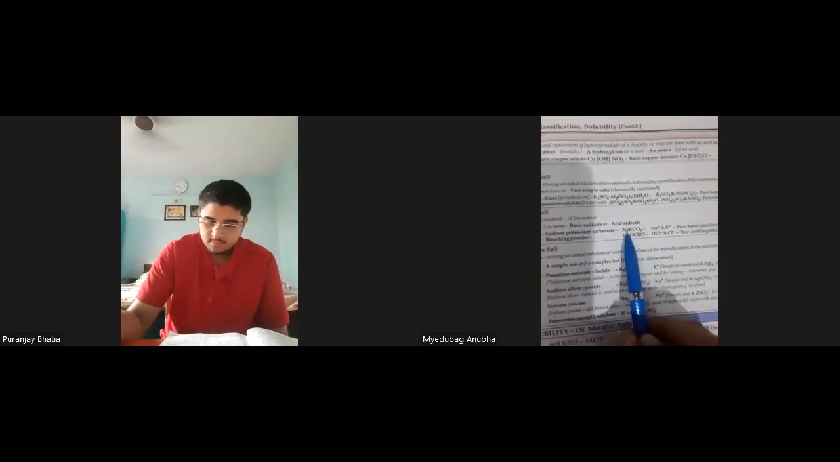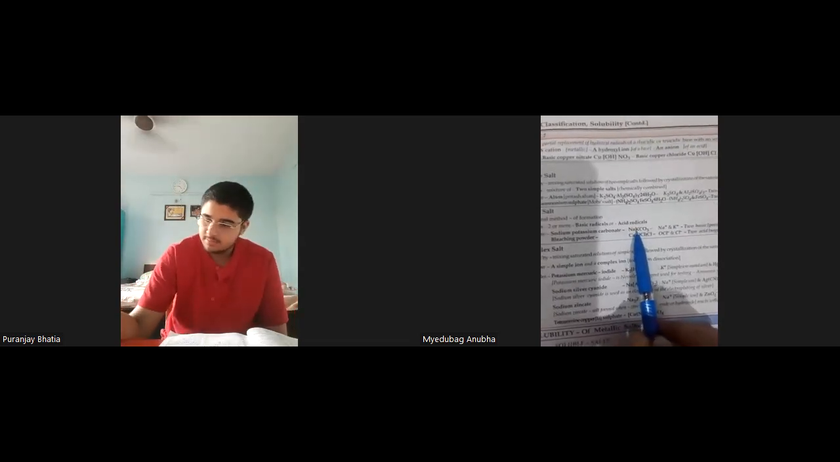Then you have the mixed salt. Mixed salts, there is no general method to prepare the mixed salt, but it contains two or more basic radicals. For example, if we talk about sodium potassium carbonate, that is NaKCO3, when it dissociates into ions, the Na would acquire a positive charge, K would acquire a positive charge being a metal, and CO3 would acquire a negative charge being a non-metal, right?